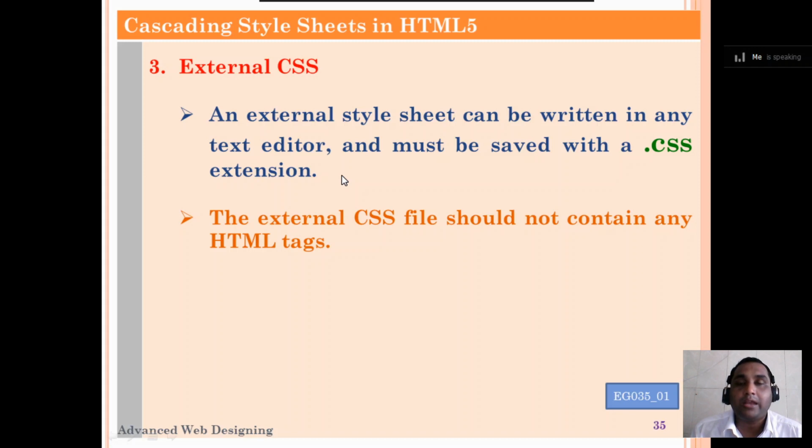A normal HTML file, we give the extension as HTM or HTML. Here, external CSS, you have to write again into another notepad, another text editor. You just have to write selector and declaration block. No other tag will come, only selector and declaration block. And that file should be saved as .css. The external CSS file should not contain any HTML tag. Okay, I'll show you the output.